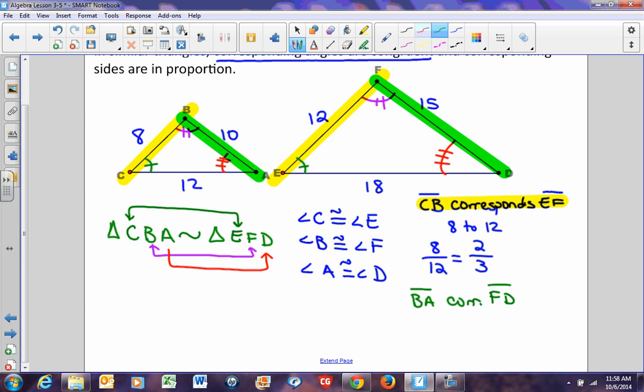And BA is 10, FD is 15. When we reduce it, that's also in a 2 to 3 ratio. So far, so good. 2 out of 3 sides are in the right ratio.